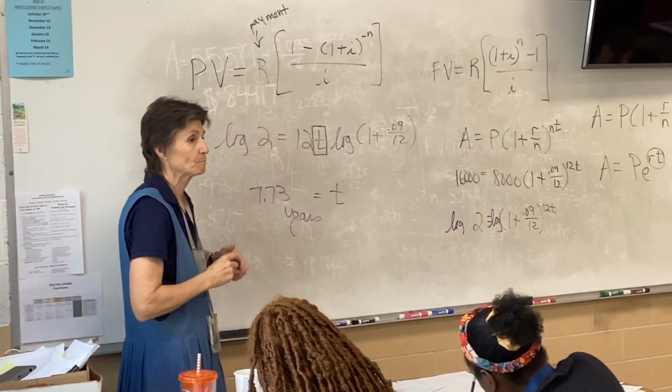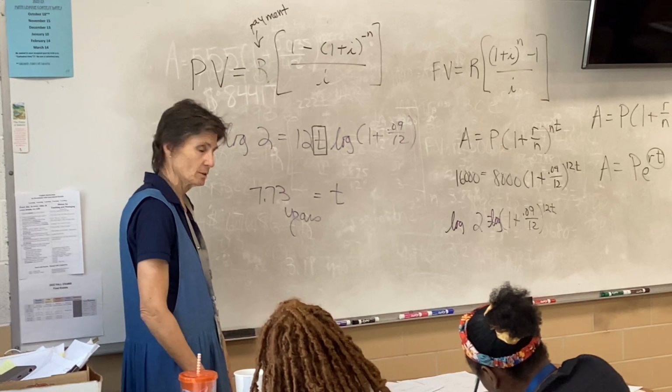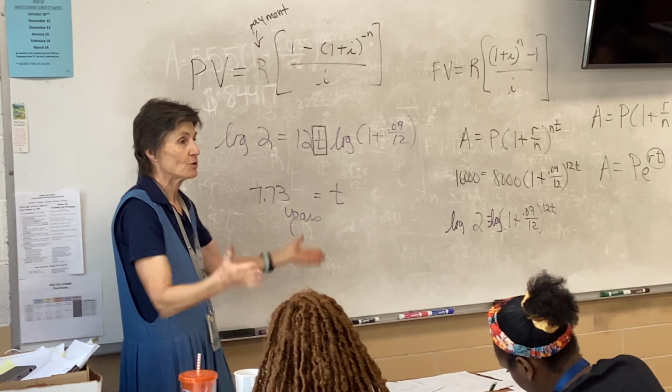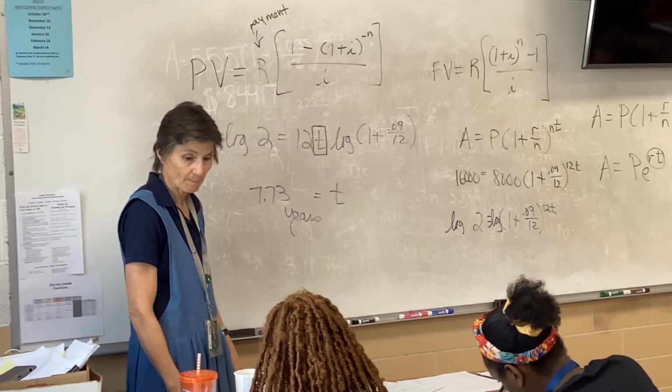Anybody else? Is it alright if we do log divided by log first, then divided by 12? Absolutely. You have to divide by both of them. Yeah. Order doesn't matter, and you can do it together if you want. Just so we end up, everybody should get 7.73.